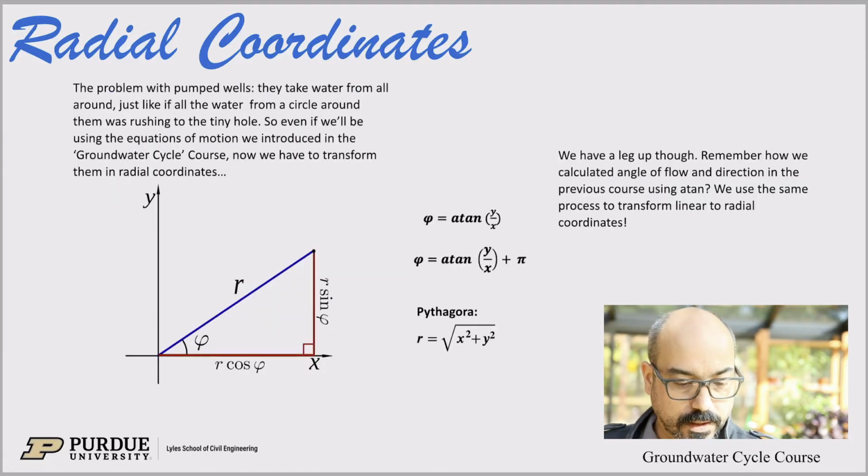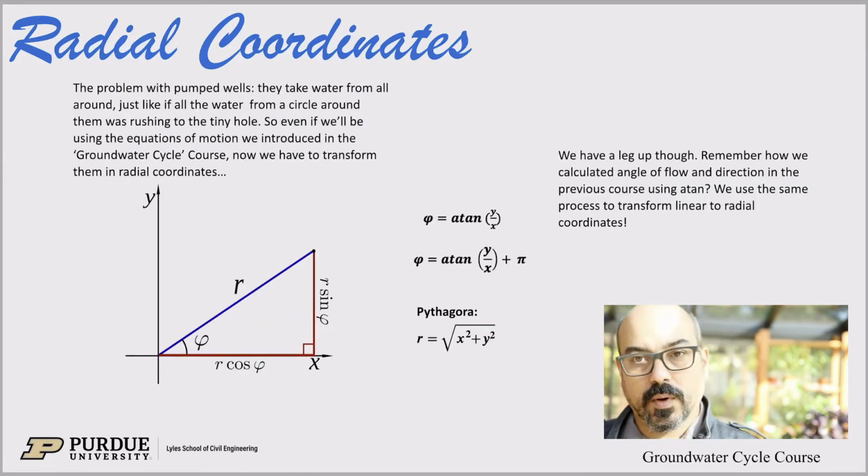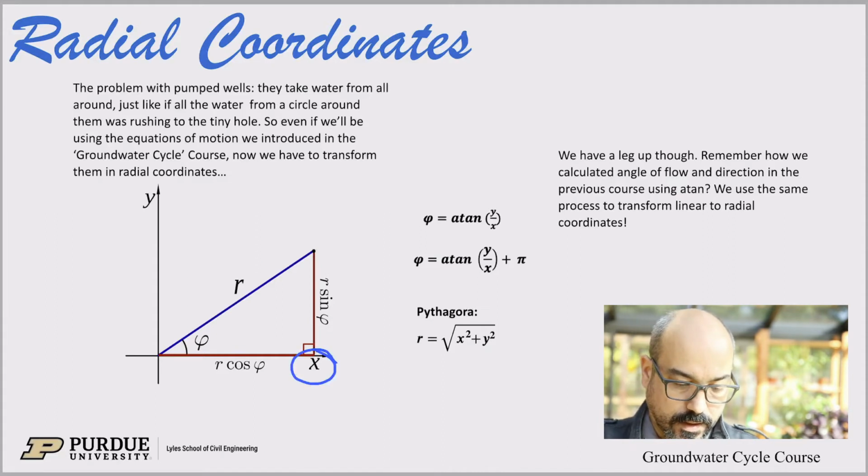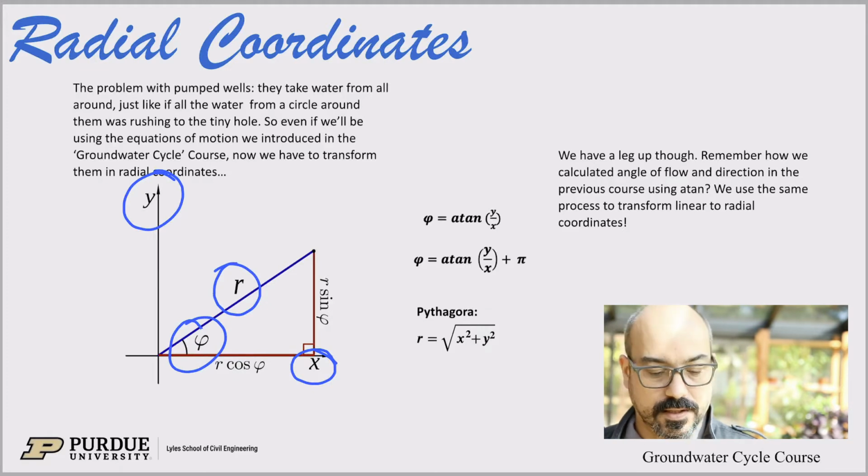So let's get into it. Because the wells take water from everywhere, we need to convert that XY axis into basically an R axis, right? So the X and Y here need to be converted into an R theta, or R phi in this case, an R phi axis.